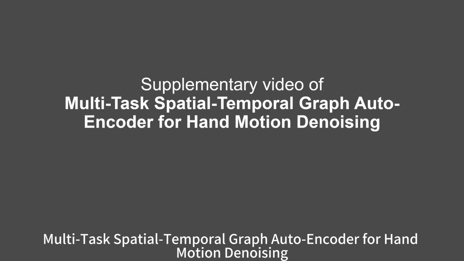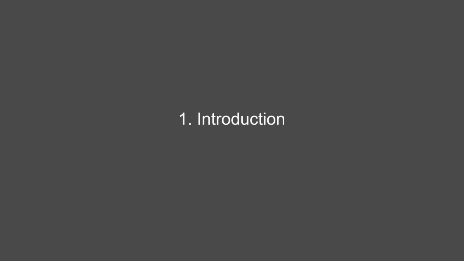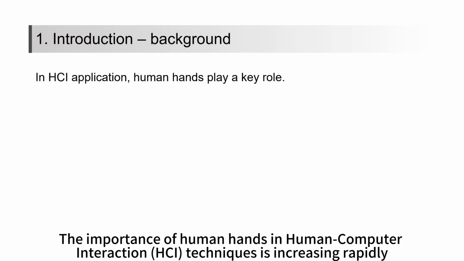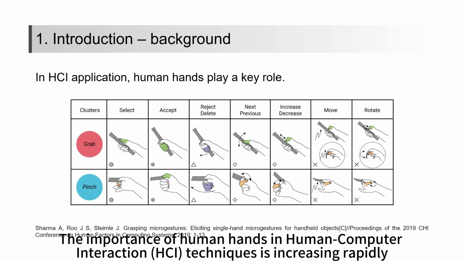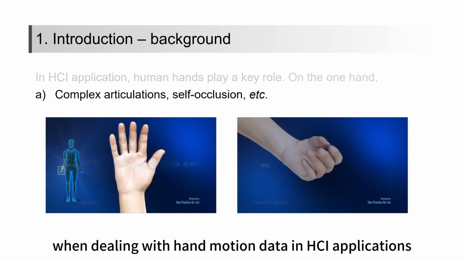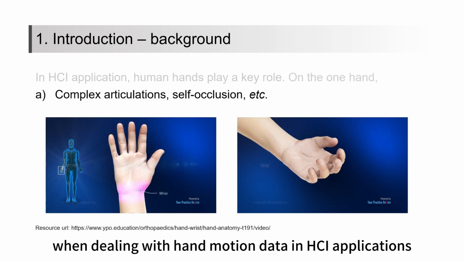This video provides additional visual material for our paper, Multitask Spatial-Temporal Graph Auto-Encoder for Hand Motion Denoising. Part 1, Introduction. The importance of human hands in human-computer interaction, HCI, techniques is increasing rapidly. These are some of the challenges that arise when dealing with hand motion data in HCI applications.